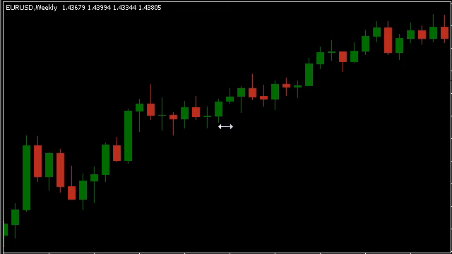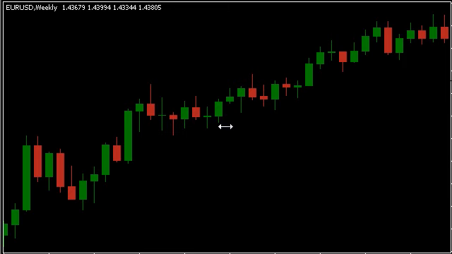Just going to take you through how I mark up support and resistance. Just be aware that every trader has their own personal opinion on how support and resistance should be marked up. This is my way, it works for me. You may find a way that works better for you.